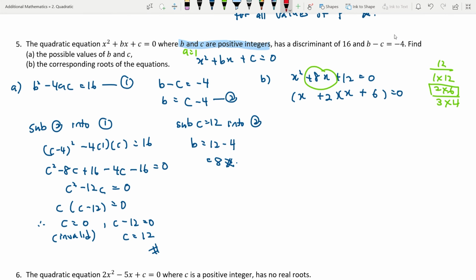And lastly, we need to check: positive and positive will give us a positive. Then we continue. x plus 2 is equal to 0, so x is equal to negative 2. Or x plus 6 is equal to 0, so x is equal to negative 6. So the roots are negative 2 and negative 6.